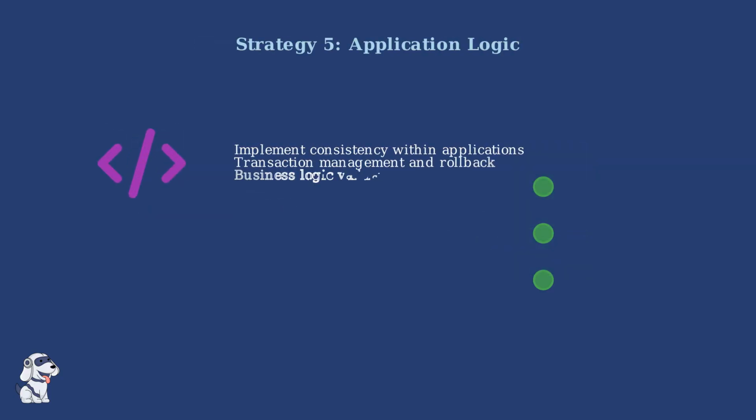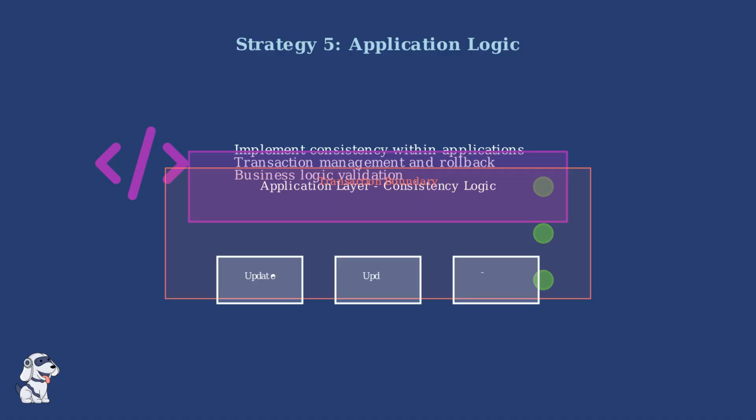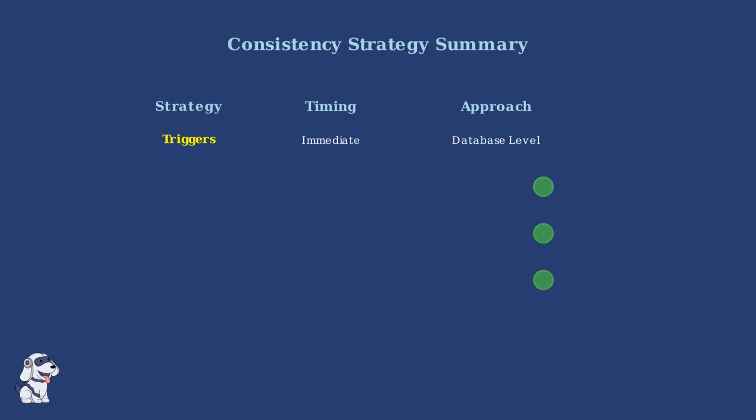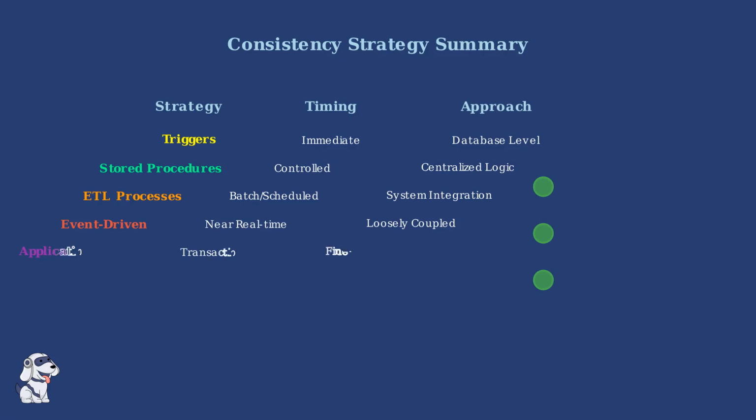Application logic represents the fifth strategy, where consistency is managed within the application code itself. This approach uses transactions to ensure that all related updates either succeed together or fail together, maintaining data integrity through programmatic control. This strategy provides fine-grained control over consistency logic and can implement complex business rules. However, it places the burden of consistency management on developers and requires careful coordination across all applications that access the data. Each consistency strategy offers different trade-offs between performance, complexity, and consistency guarantees.